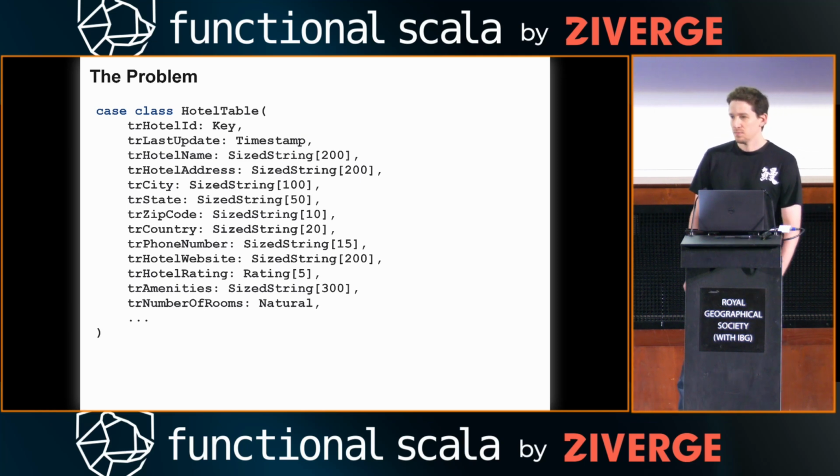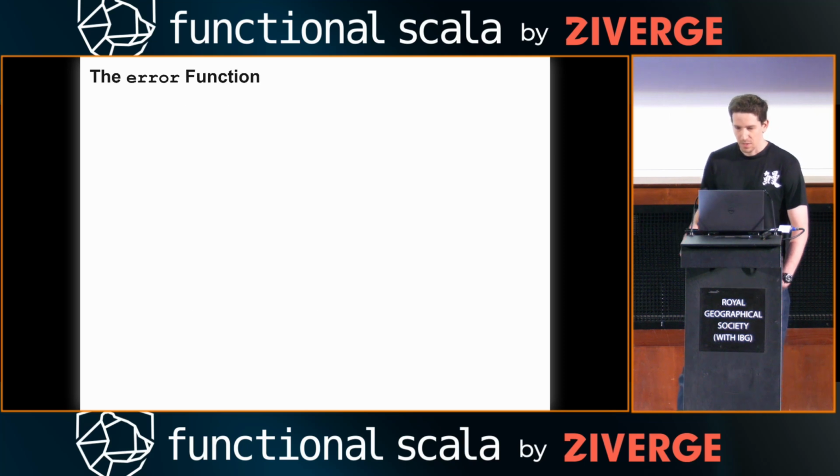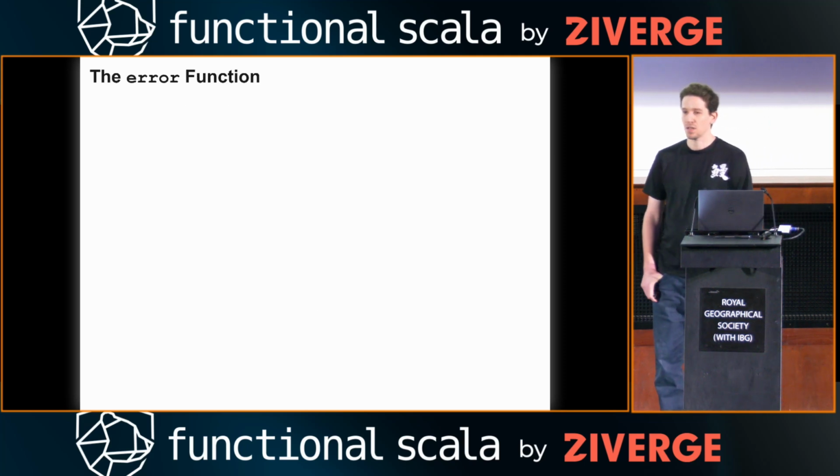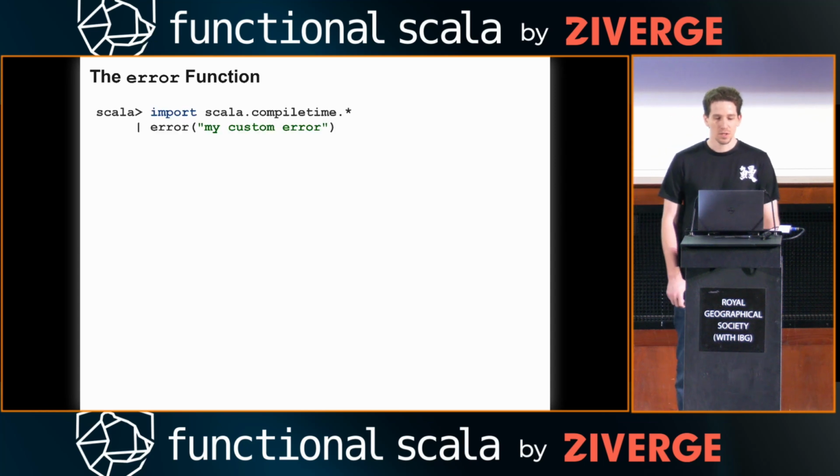And so to implement those different requirements, we'll have to do something more sophisticated than just putting type annotations directly on our class. Okay, so let's first introduce the star of this talk, the error function. So here's a very simple usage of this function.